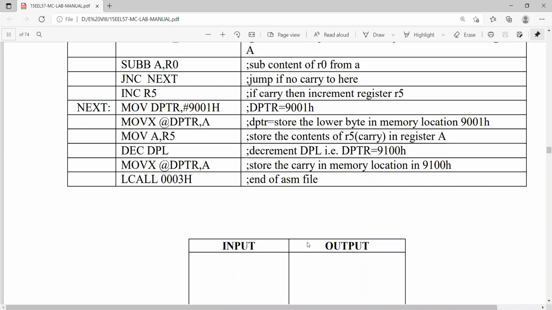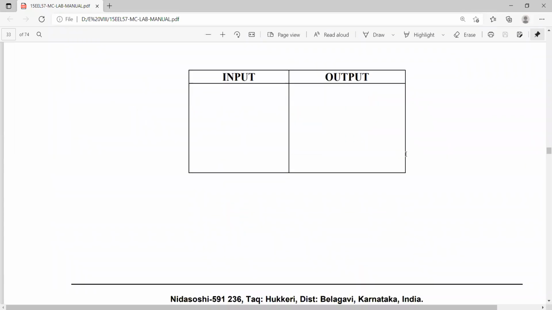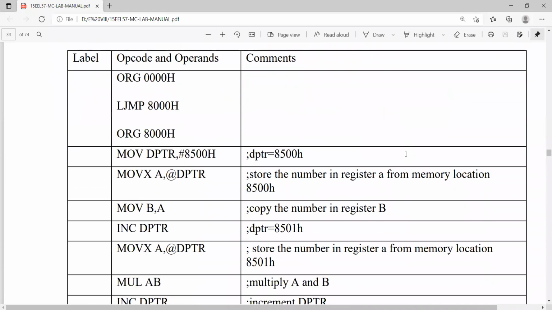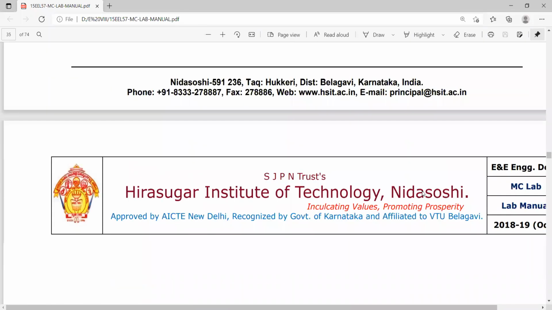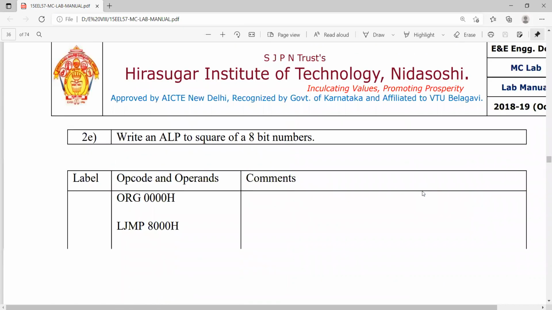So we have microcontroller kits. If there is any chance of physical classes from 1st July, definitely we'll conduct one or two experiments, so that we'll know how to execute the programs by using the microcontroller kits. Similarly, there is a multiplication program that we'll see later. The subtraction of 16-bit numbers, we'll see.